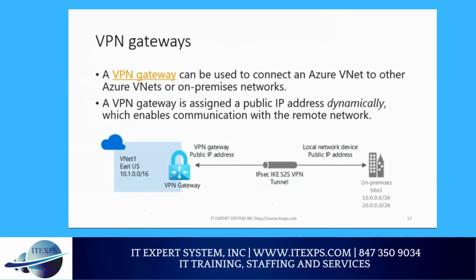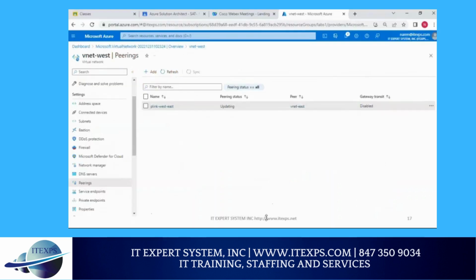Now, you can also do hybrid networking. Hybrid networking means you have certain resources on your on-prem, and you want to extend that into the cloud. How do you do that? For that, you use something called gateways.